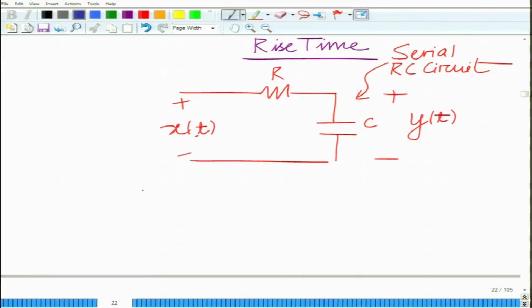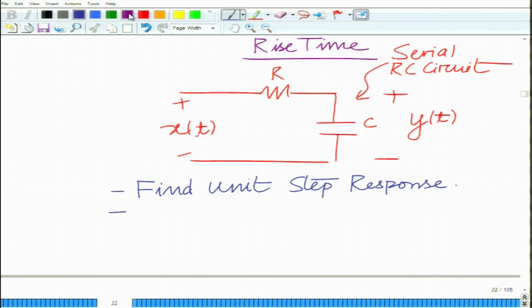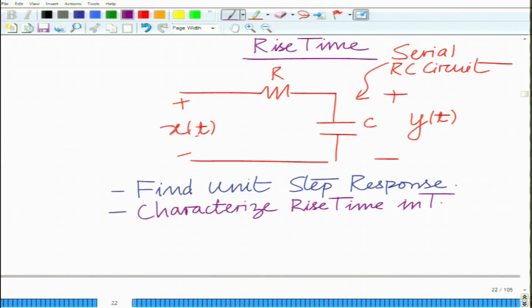What is the relationship of the rise time of this RC circuit, that is the time it takes to rise from 10% to 90% of the final value, in terms of the 3 dB frequency of this RC circuit? So, that is what we want to do. First, we want to find the unit step response, and then we want to characterize the rise time in terms of 3 dB.